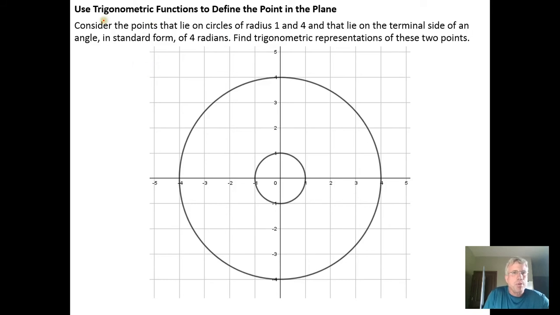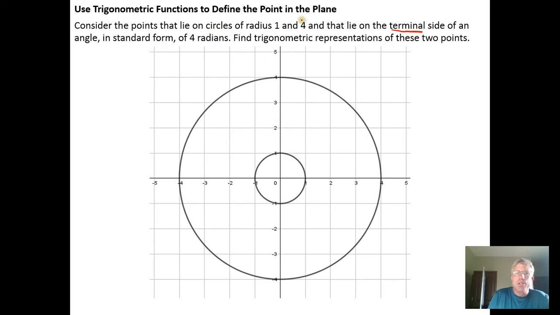So here's an example of how we can apply this. It says, consider the points that lie on circles of radius 1 and 4. So down here in the picture, I made a circle of radius 1 and a circle of radius 4, that lie on the terminal side of an angle in standard form of 4 radians. Find trigonometric representations of these 2 points.